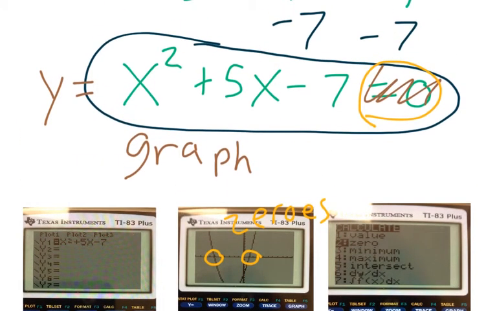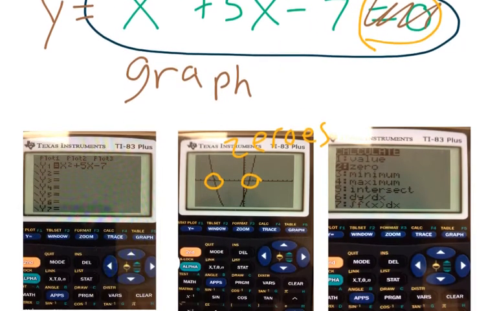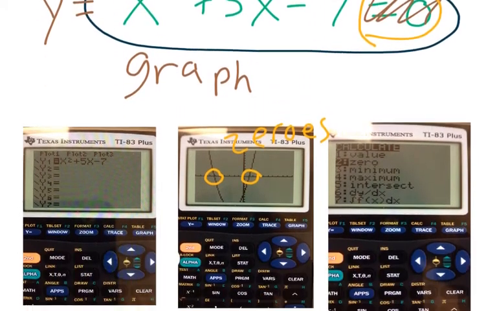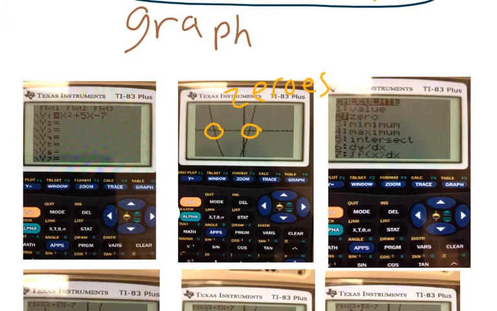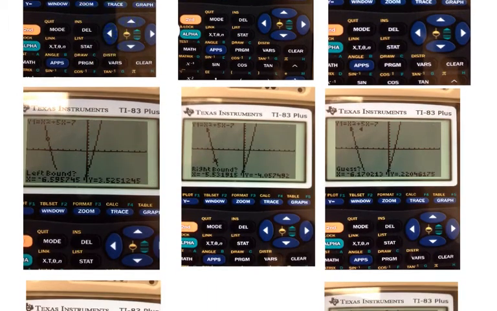This one doesn't factor, by the way. You can't multiply to -7 and add to 5 with whole numbers. So this is really the only method you have. That or the next video. Anyways, so what I do is I hit second, calculate, the 0 option. The 0 finds those points. So I press enter. Now it gets a little dicey.